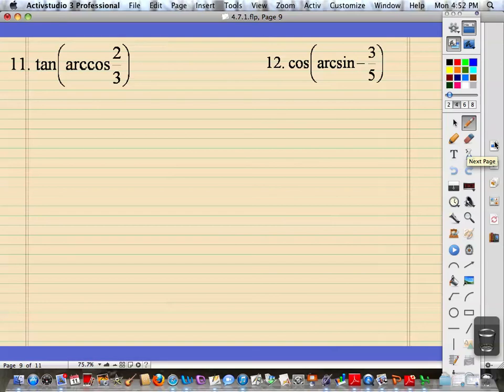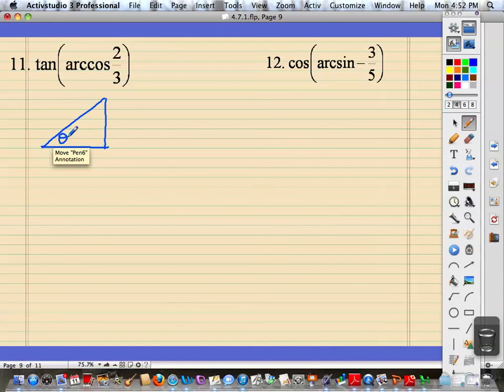So, number 11. These are a little different because they don't have the same functions. It's not tangent and arctangent. It's tangent and arccosine. So we're going to approach these a little bit differently, and we're going to go back to the idea of a triangle. So I've got some theta.